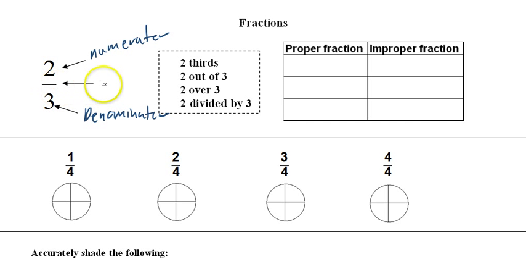And that little middle bar in there, that's our division line. So that actually means divide. That's why we say 2 divided by 3. Alright, so what we have here are two different types of fractions. We have two classifications of fractions. We call them proper fractions or improper fractions.